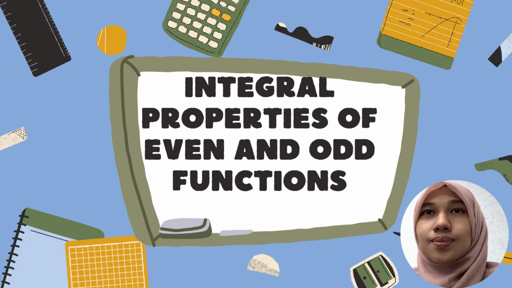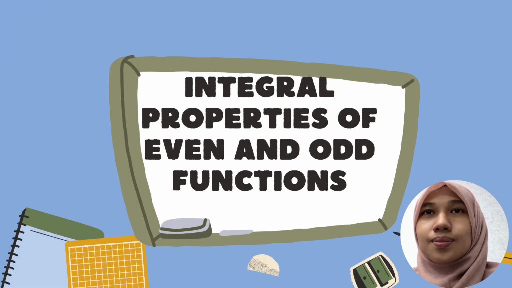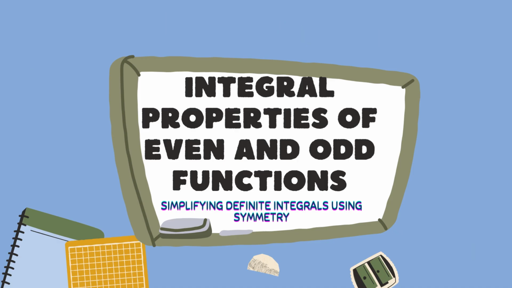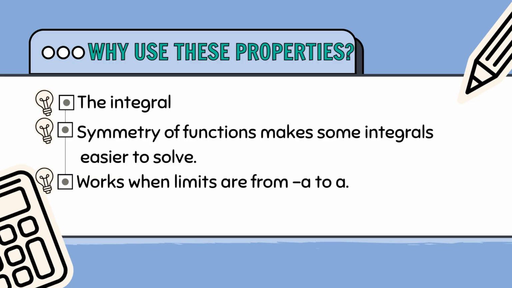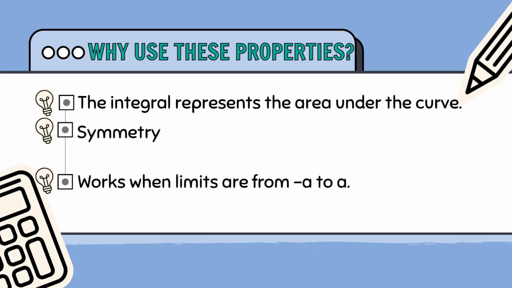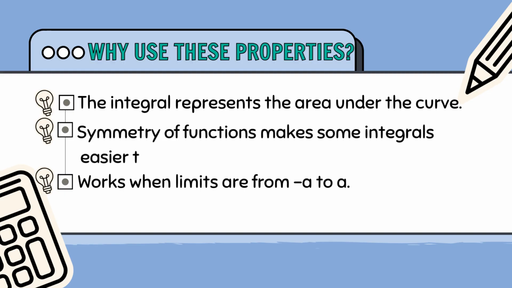Welcome back. In this lesson, we will explore how the symmetry of even and odd functions can help simplify definite integrals. So, why should we use these properties? Firstly, remember that the definite integral represents the area under a curve. Now, if a function has symmetry, it can make the integration process easier. And importantly, this rule works best when the limits of integration are from negative a to positive a.